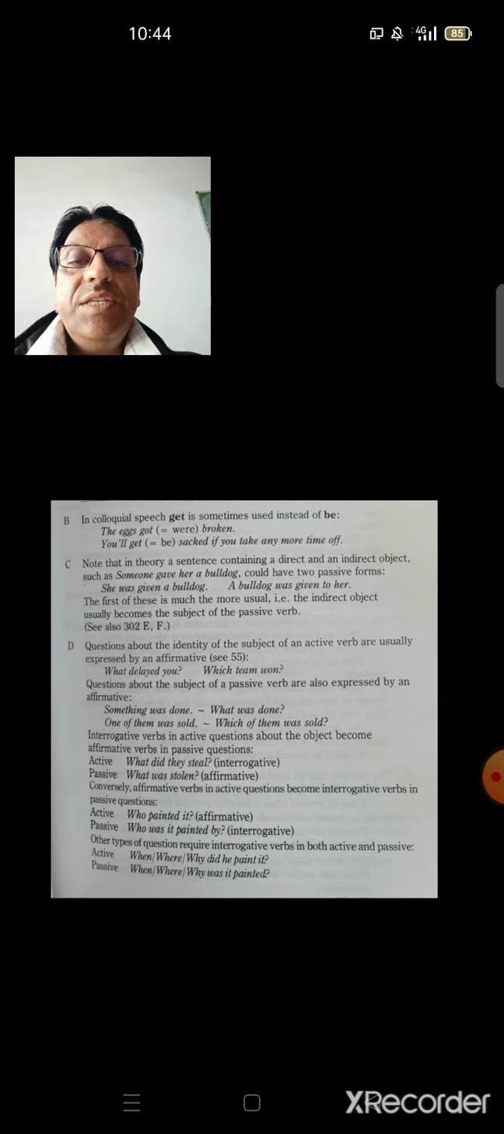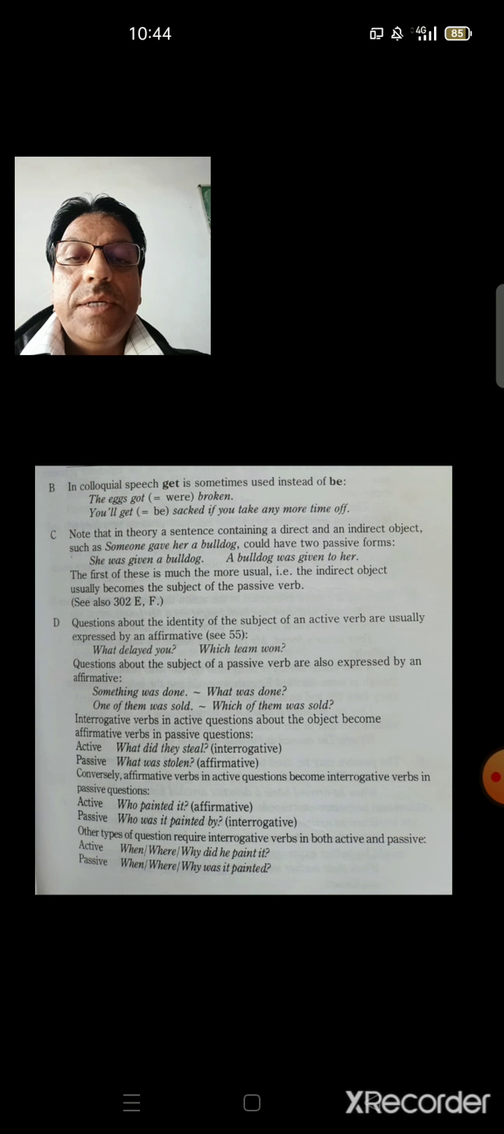Now, in the next case, we can also use, instead of be, the verb get. So the eggs got broken. We can use this for a passive sentence.